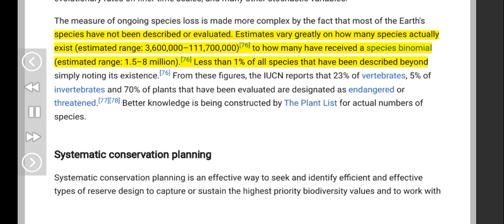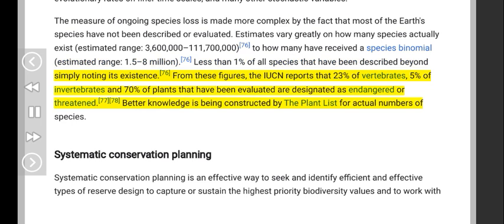Estimated range, 3,600,000 to 111,700,000, as to how many species exist, and how many have received a species binomial. Estimated range, 1.5 to 8 million. Less than 1% of all species that have been described have been studied beyond simply noting their existence. From these figures, the IUCN reports that 23% of vertebrates, 5% of invertebrates and 70% of plants that have been evaluated are designated as endangered or threatened. Better knowledge is being constructed by the Plant List for actual numbers of species.